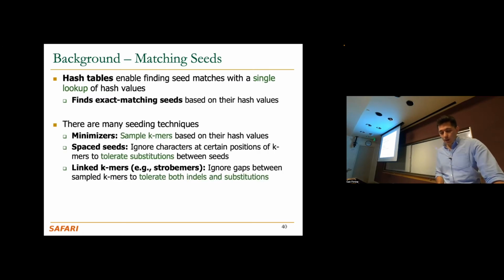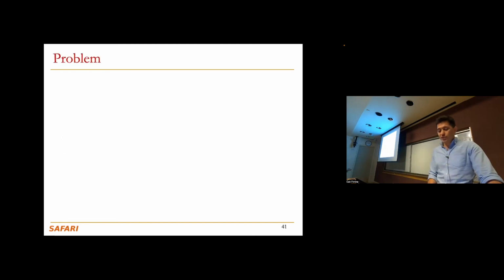There are basically many seeding approaches. One of them is called minimizers, which mainly samples k-mers based on their hash values. There are spaced seeds that ignore characters at certain positions to tolerate some substitutions between seeds, or there are linked k-mers, some of them known as strobemers, which ignore gaps between sampled k-mers so that you can tolerate both indels and substitutions. So what is the problem with that?